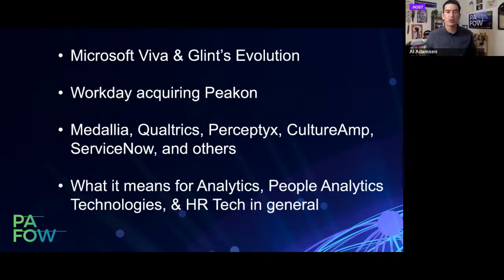Now, it invites the question, all right, what does this mean for analytics, people analytics technologies, and HR tech in general? Is this just another buzzword? Is it a reframing of something that has been around for a while? This is something that we're going to discuss. I certainly have my perspectives and ideas, and I'll be sharing some of those with you here momentarily.